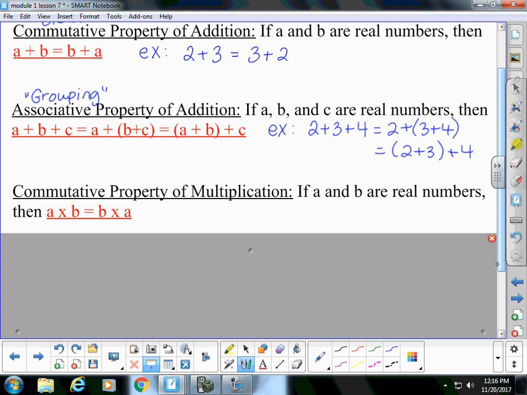Okay, so for example, 2 times 3 is equal to 3 times 2. It's 6, no matter what you do. Okay, again, commutative, I think of that as order. You can change the order around and still get the same answer.